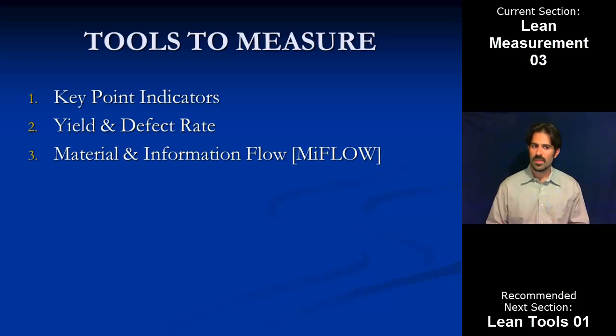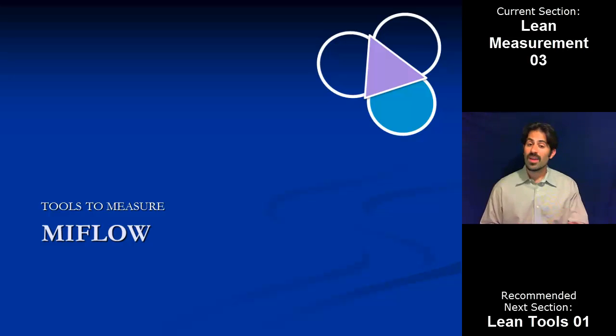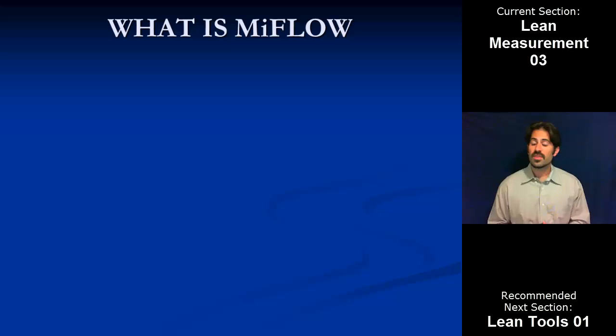So in looking at tools to measure, it's broken out into three sections: key point indicators, KPIs, yield and defects. That's the previous section. And then the last one is material and information flow, or MiFLOW. And MiFLOW is what we're going to be talking about in today's section. So the very first question, what is MiFLOW?